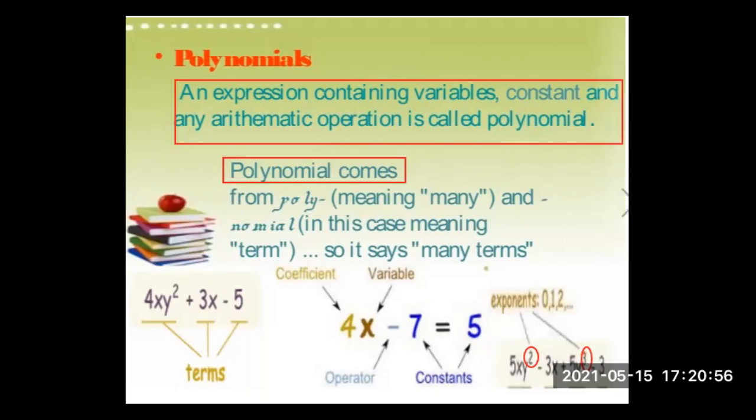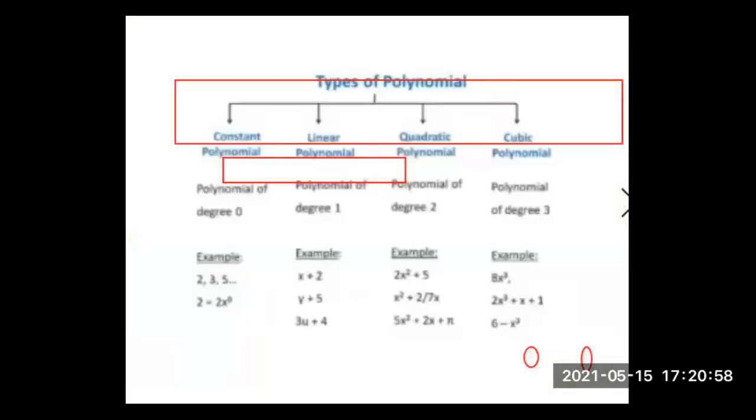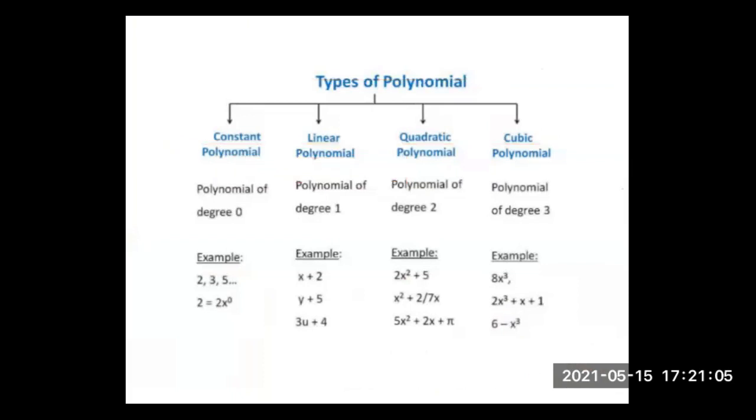That means next image. So next here you can see types of polynomial. Now we'll see the types of polynomial. That means how many types are there in our polynomial. So first one is our constant polynomial. Second one is our linear polynomial. Third one is our quadratic polynomial, and at last the fourth one is our cubic polynomial.